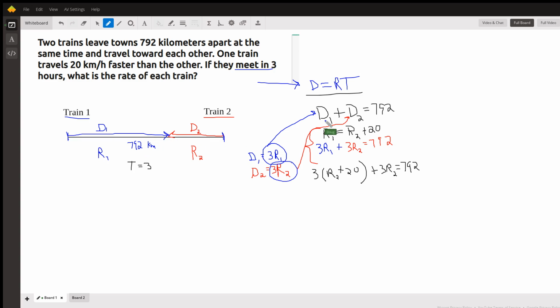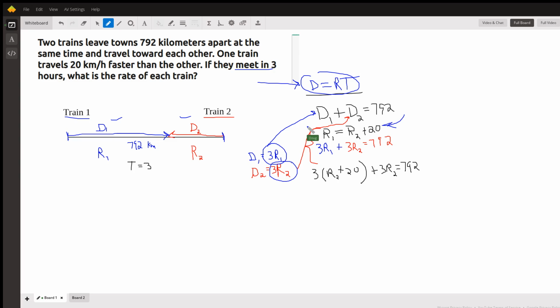And the fact is that d sub 1 plus d sub 2 has to equal 792 when you add these distances together. Okay, and we're told that the rate of the faster train is 20 kilometers per hour more than the slower train. And distance equals rate times time comes into play. The distance that train one travels is rate times time, where time is 3. So 3r sub 1 is the same as the distance traveled by train 1. So I can substitute 3r sub 1 for d1, and likewise 3r sub 2 for d2.